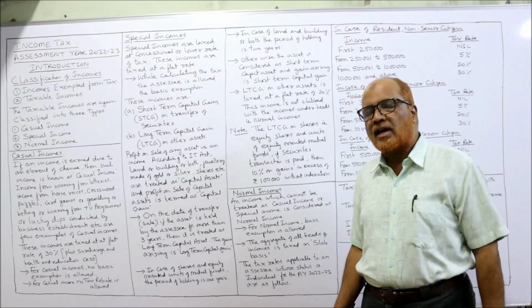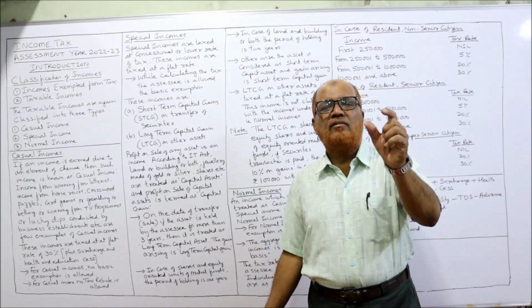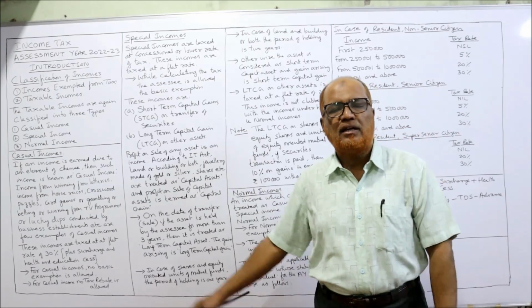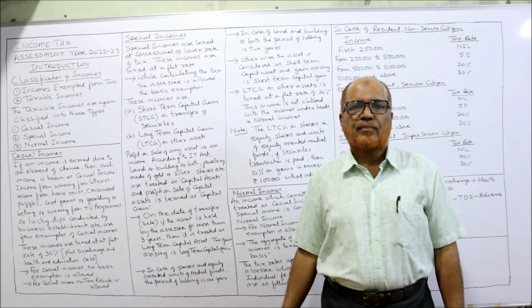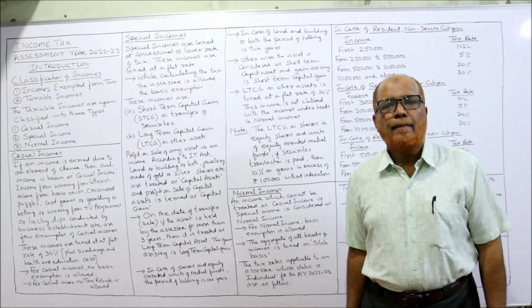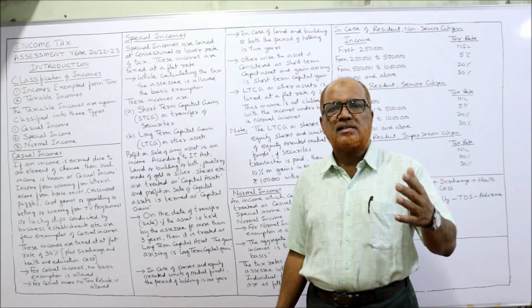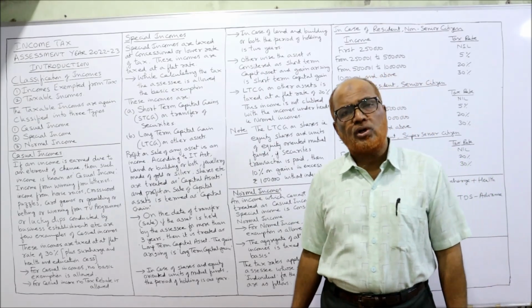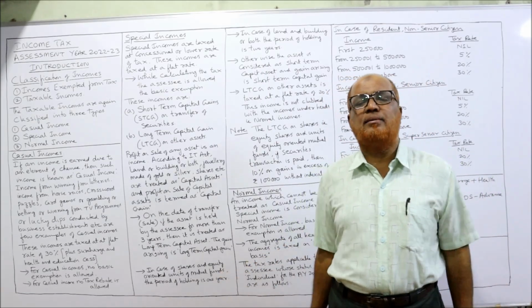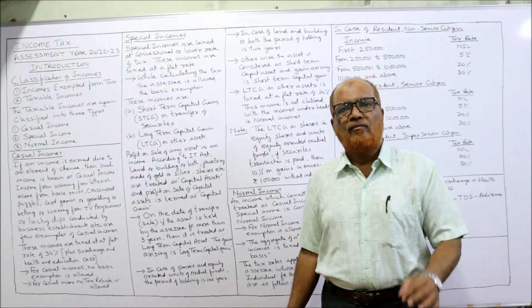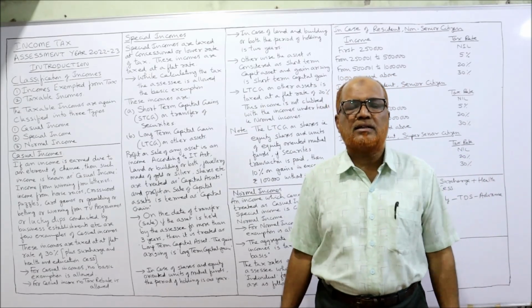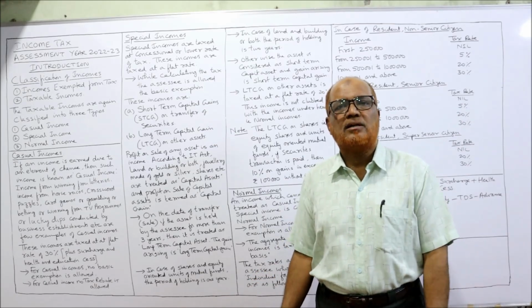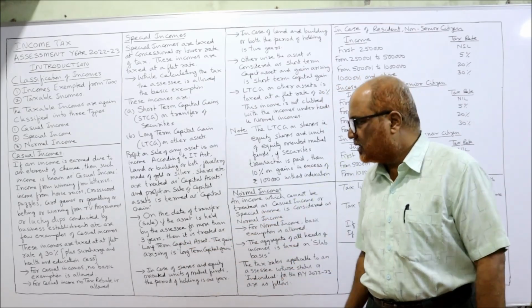First of all, the meaning of casual income: any income which is earned with an element of chance, non-recurring, unexpected, is called casual income. Examples: winning from lottery, horse races, any other races or card games, crossword puzzles or any kind of other games, TV programs, or winning from lucky dip conducted by business establishments, gambling, betting, etc. All these are examples of casual income.